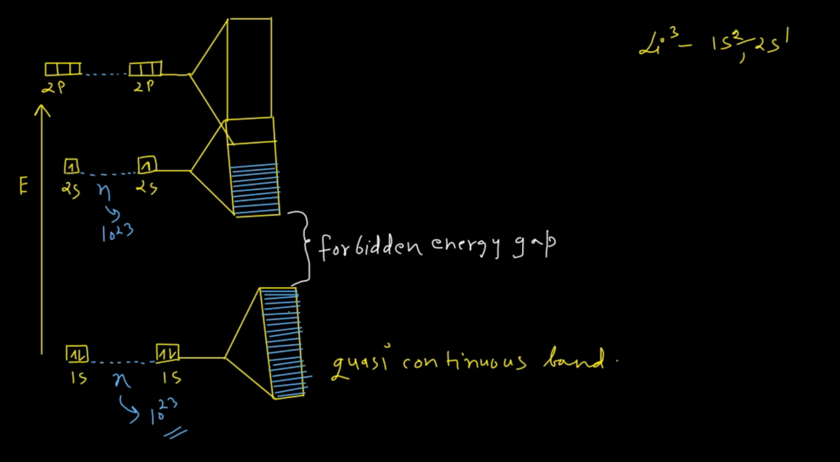Now you can go for the 2p orbitals, right? So in the 2p orbitals, you know, 1, 2 and 3, and 3, 6, and these two are 8.